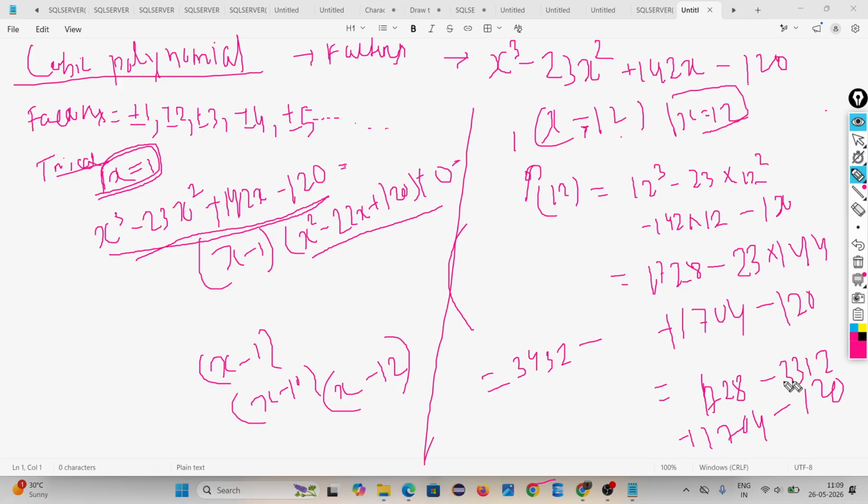This is also 3432. Minus and minus cancel, it will give you 0. Look, 0 means 100% it is a factor. Yes, sir. Do you understand or have any doubt? Understood, sir. Okay.